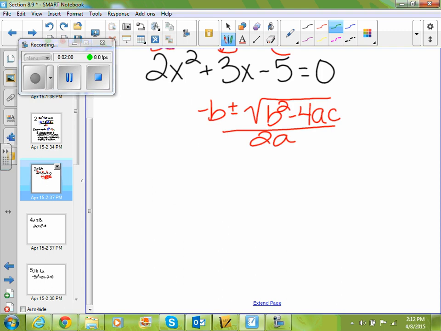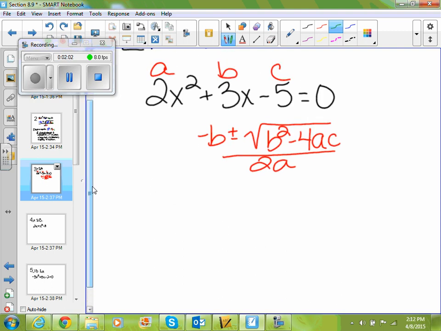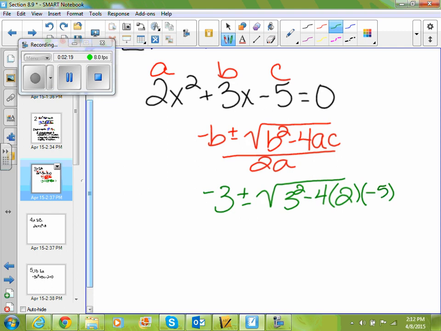So now we'll just start plugging stuff in. So negative b, what's my b? 3 plus or minus the square root of b squared, what's my b? So 3 squared minus 4 times my a, what's my a value? Times my c value, what's my c value? Negative 5, don't forget that minus in front. All divided by 2 times your a value, and what's my a value? 2.